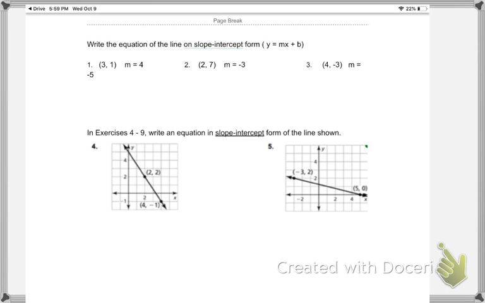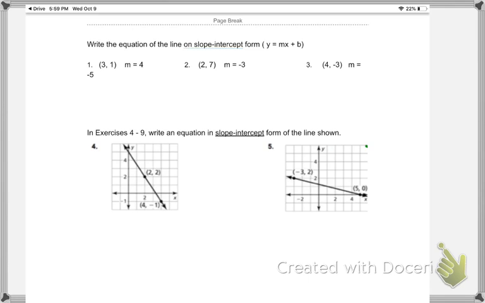I'm going to start number 5 by just guesstimating. So I can see that my y-intercept is about here. When I look at this point, it's going to be a little bit over the number 1. So I don't exactly know what my y-intercept is going to be. I just know it's going to be greater than 1.